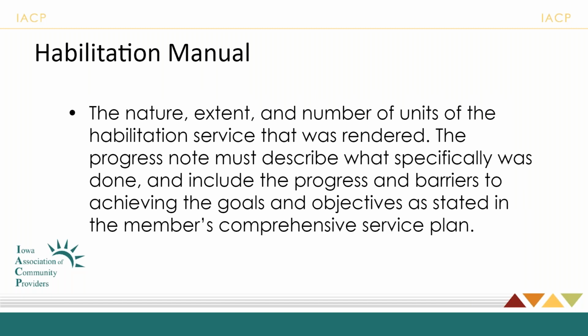The nature, extent, and number of units of the habilitation service. The progress note must describe what specifically was done and include the progress and barriers to achieving the goal. This also is more extensive than the HCBS manual. So many of us, I think, had added to our documentation a nice little checkbox that said, Lisa made progress, yes or no. That's not going to be enough under habilitation services. You're going to have to explain why Lisa didn't make progress. You know, what prevented me from making progress on this goal.